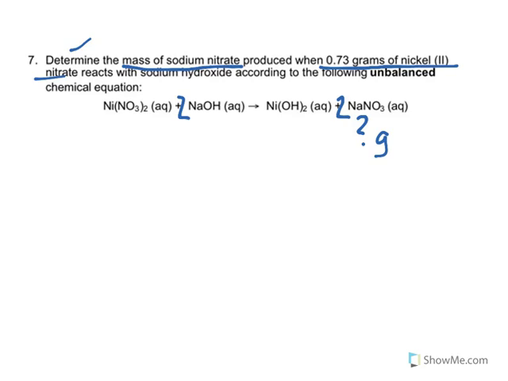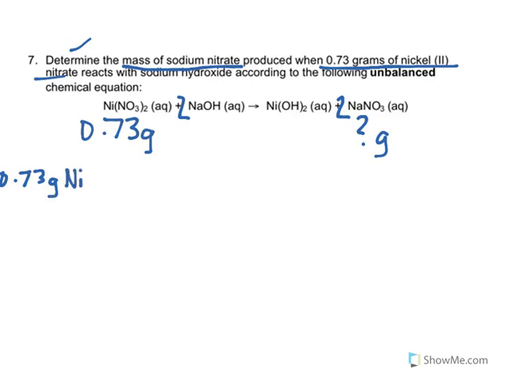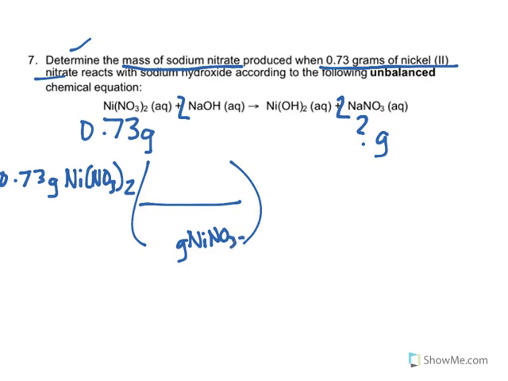Well, this is nickel 2 nitrate, 0.73 grams. So we're just going from grams of this guy to grams of this guy again. 0.73 grams, Ni(NO3)2. I don't want grams of Ni(NO3)2. Forgive my parentheses there. I want moles of it. Ni(NO3)2, 1 mole. Just need to add up this guy's molar mass.